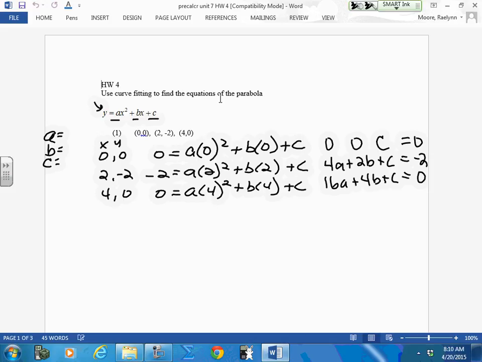There's your matrix. Pull out your coefficients: 0, 0, 1, 0. 4, 2, 1, negative 2. 16, 4, 1, 0. Do a matrix, do an RREF, and find your a, b, c. Once you find a, b, c, bring it back and put it in your equation. If you're giving me the equation of a parabola, make sure that you say y equals, because it's an equation.